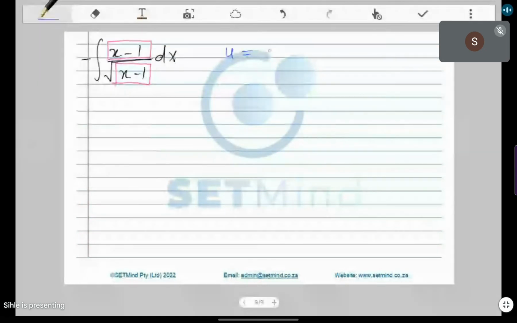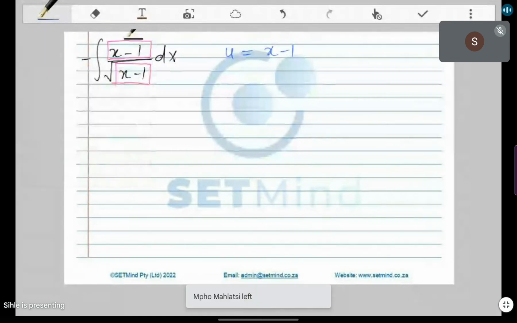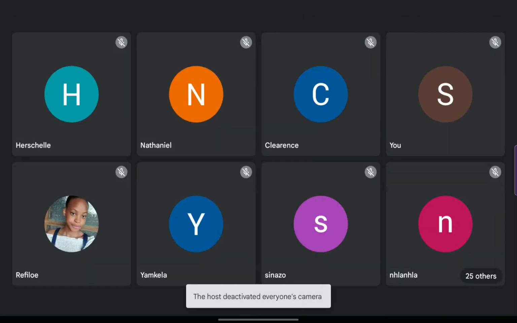But now if I want to use u in my expression, if I want to make this u and this u, I will now need to have my du instead of dx, because now I'm integrating with respect to u. So we now need to find the derivative of u with respect to x.